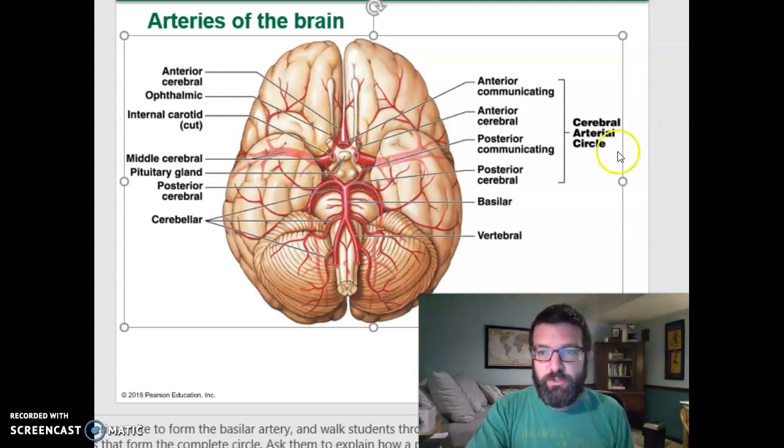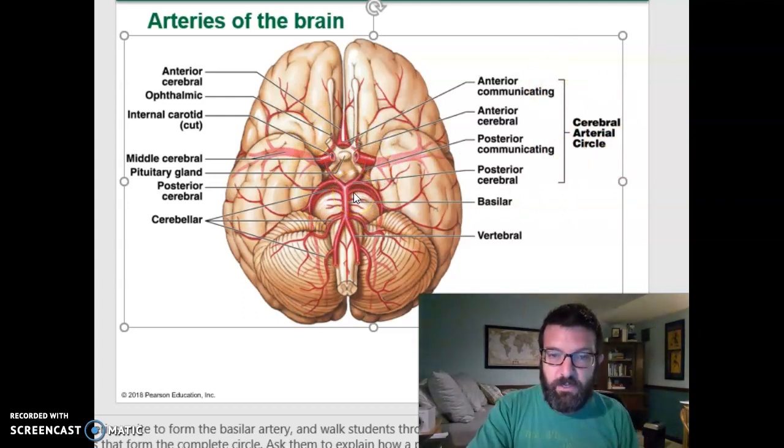And this basilar artery and these internal carotid arteries feed the brain through something called the cerebral arterial circle, or it is also called the circle of Willis frequently. And what this is like is a circle freeway. These are all connected by these communicating arteries, right? Your anterior communicating artery and your posterior communicating arteries.